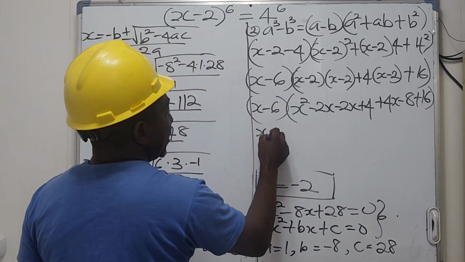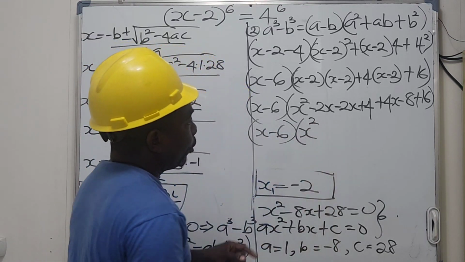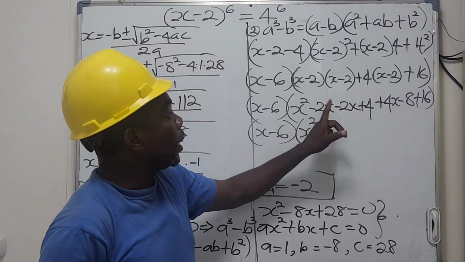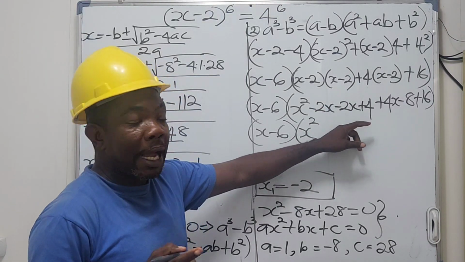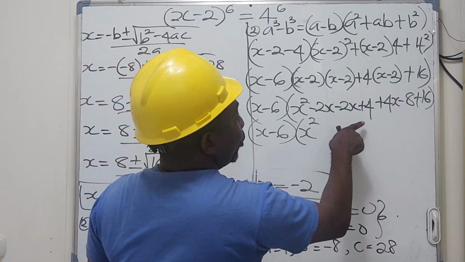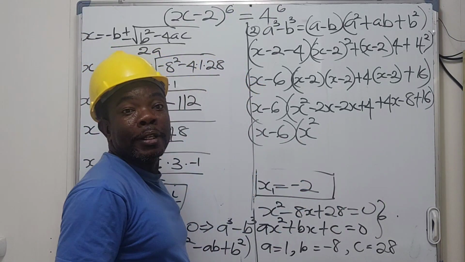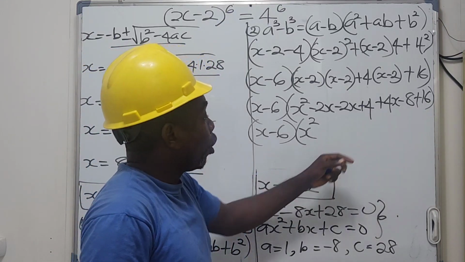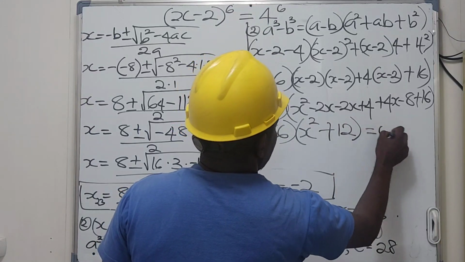This becomes x minus 6 into x to the power of 2. So we have here minus 2x minus 2x, which is minus 4x. Then we have plus 4x. It cancels out. So that becomes 0. So we are now left with 4 minus 8, which is minus 4. Then minus 4 plus 16 becomes 12. So we have here plus 12, all equals to 0.